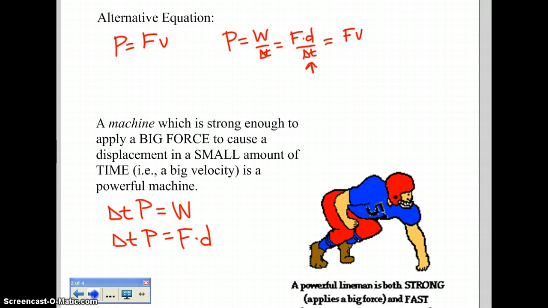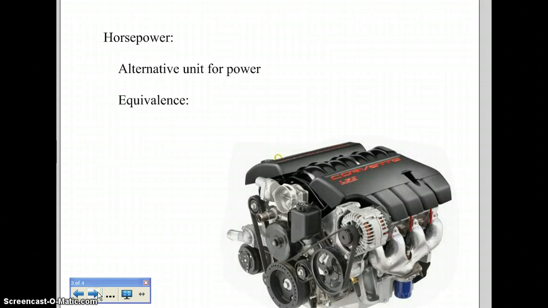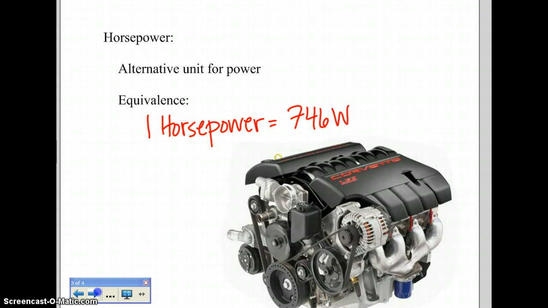With that in mind, horsepower is an alternative unit that we're going to look at. There's really no abbreviation for that, but the equivalence is 1 horsepower equals 746 watts. This is just an example of a 505 horsepower Corvette engine. That is a ton of watts: 746 times 505. Wow, get up and go, right?